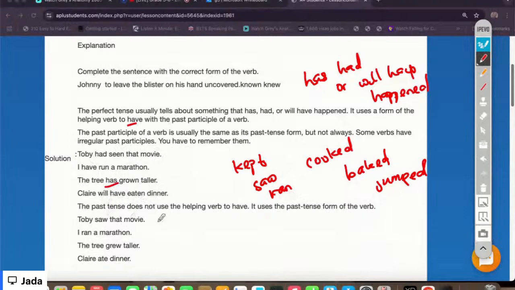Alright, so the past tense does not use the helping verb to have, it uses the past tense form of the verb. Toby saw that movie. I ran a marathon. The tree grew taller. So these all use the irregular past, okay? Claire ate dinner. So you have to take note of the perfect verb tenses, alright?